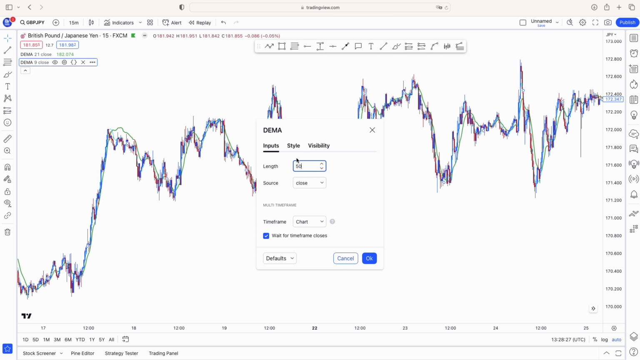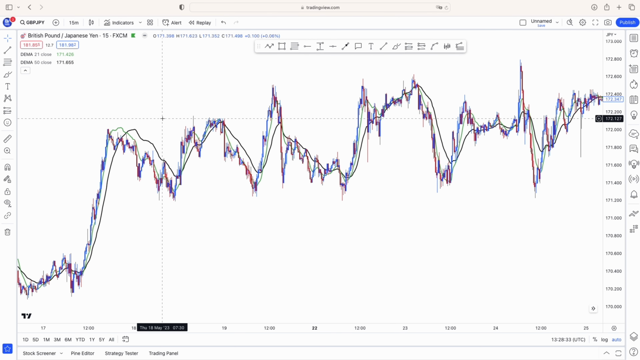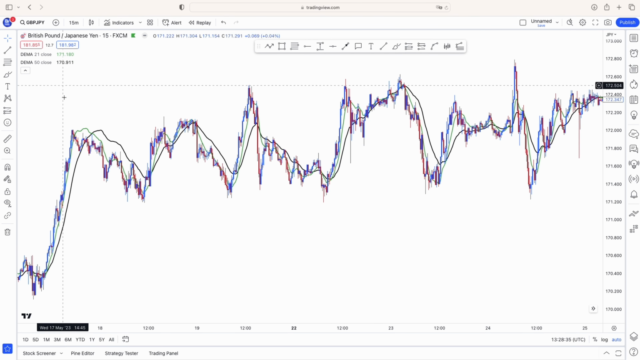Let's change this one to style. Let me put it black. Same thing, thicker. So the first one is done. The rules for this is that we're going to follow the green one. The green one will signal us: when the green one is at the top, we are buying. When they cross, we look for the cross. When the green crosses above the black, we buy. When the green crosses below the black, we sell.